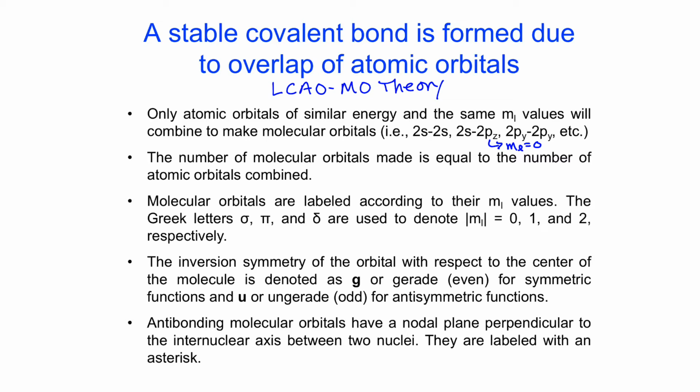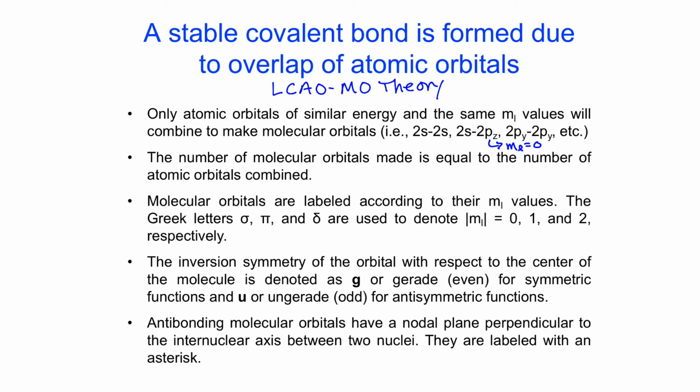And if you have anti-symmetric functions, so essentially if your signs change upon inversion with respect to the center of your molecule, then you get a U label, which stands for ungerade or odd. And you've probably seen these labels popping up when you talk about molecular orbitals in other classes. So this is giving you a sense of what those actually mean.